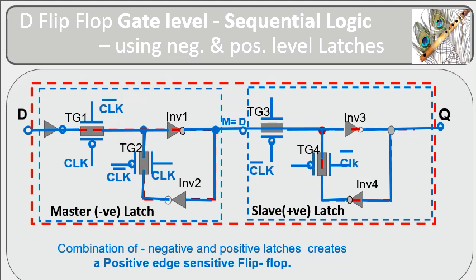A simple schematic of a positive edge D flip-flop is shown in the figure. A positive edge triggered D flip-flop is made up of two latches connected in sequence. First, a negative level sensitive latch is connected in series with a positive level sensitive latch. This combination of latches creates a positive edge triggered flip-flop. This configuration ensures that the flip-flop captures input data D on the rising clock edge signal only.